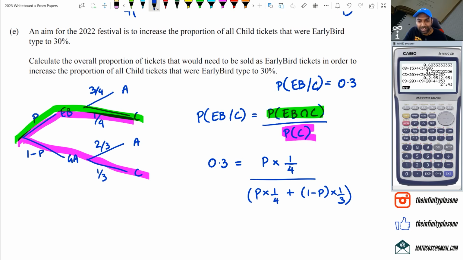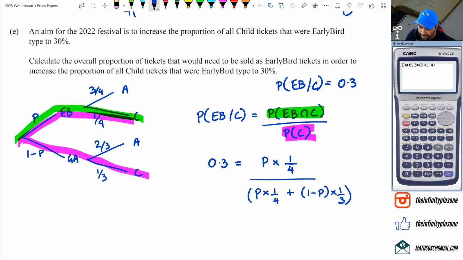Now, looking at this, some people might be like, oh God, I hate algebra, how do I do this? You can actually put this straight into the graphics calculator and solve it. I'm going to show you how to do that, and I'm going to show you how to do this manually as well, so don't stress. Go into Menu, go into Equation, then go into Solver. We're going to put down 0.3 is equal to, and we'd use P here with alpha P, but let's just use X because it's easier.